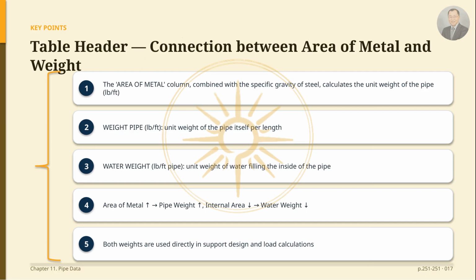As the wall becomes thicker and the area of metal increases, the pipe weight increases, while the water weight decreases because the internal area is reduced. These two weight values are used directly in piping support design and load calculations.